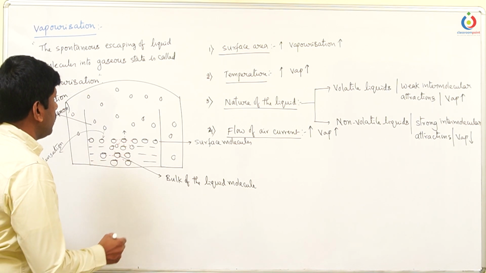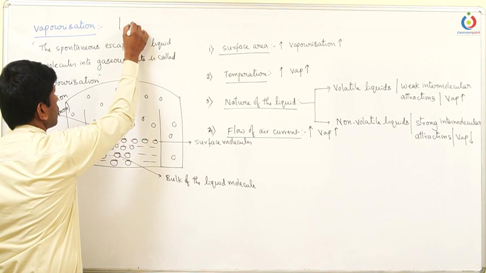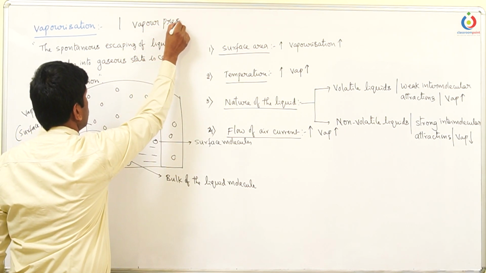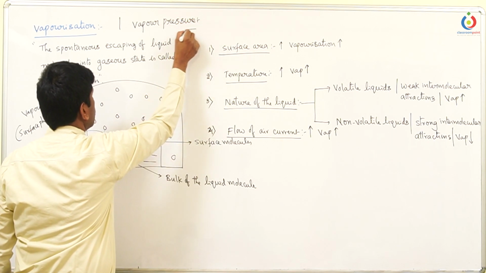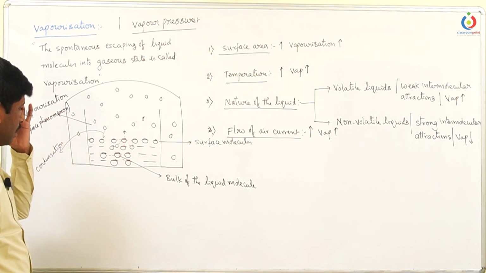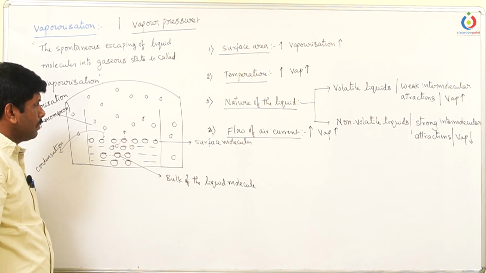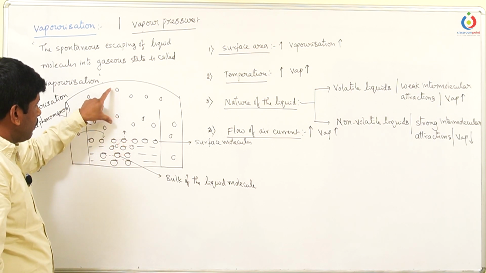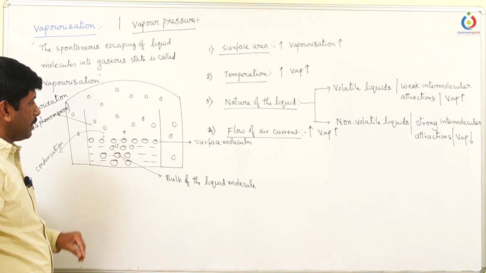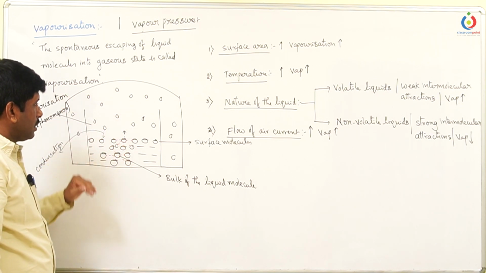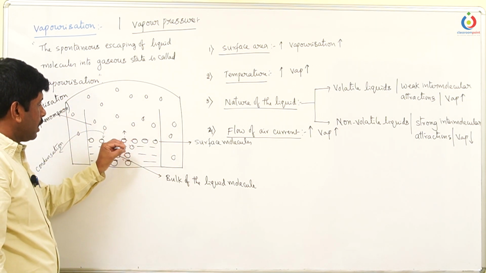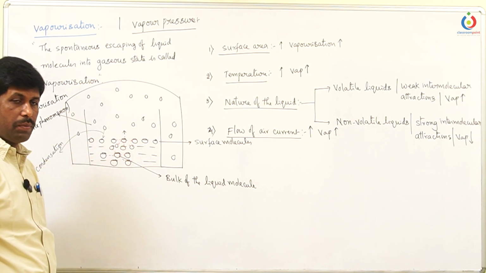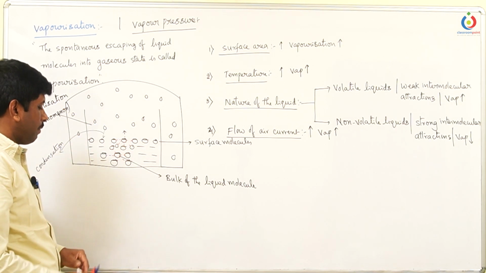Now let's come back to the same diagram with the closed container, and here we shall discuss what vapor pressure is. Let us continue the vapor pressure concept with the same diagram. Vapor pressure is nothing but the pressure exerted by the vapor on its own liquid surface. After vaporization, the liquid molecules are present in the form of gas, so they can exert pressure on their own liquid surface. That pressure is known as the vapor pressure.